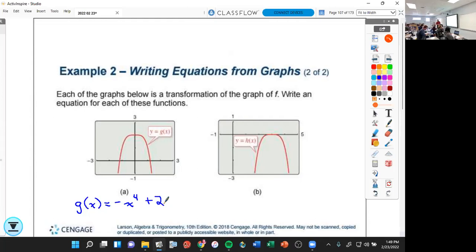Okay. Number 2, or number B. Negative x to the 4th. That's to the 4th. Okay. Because we're changing the value of x. That's what's causing the shift to the right.